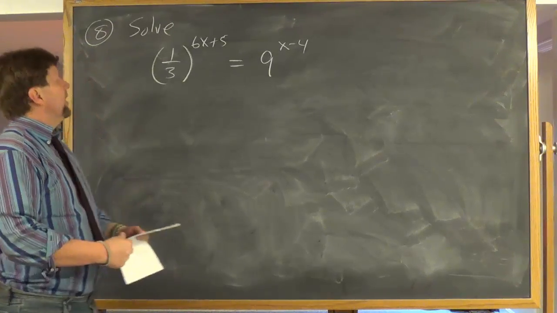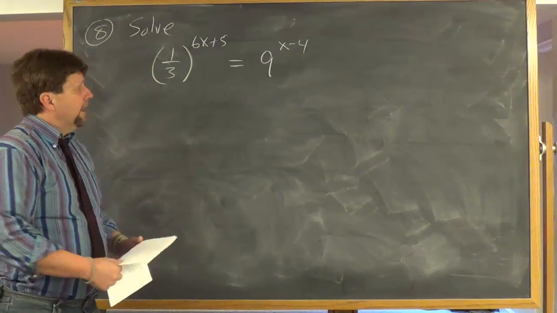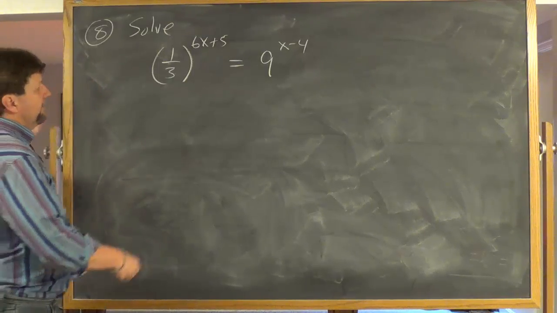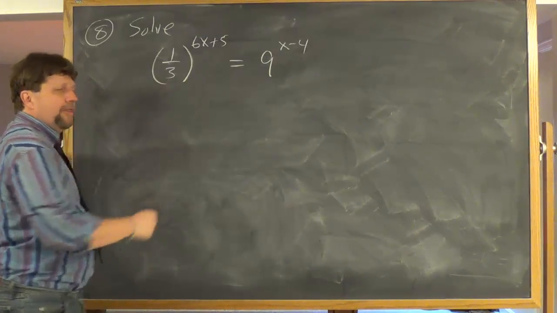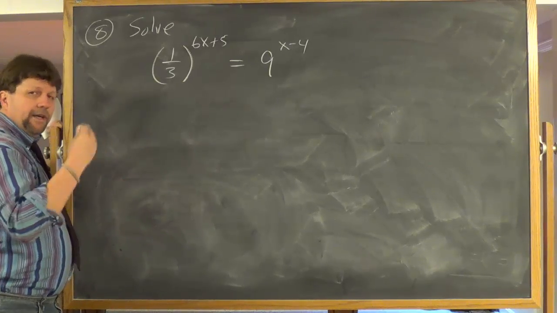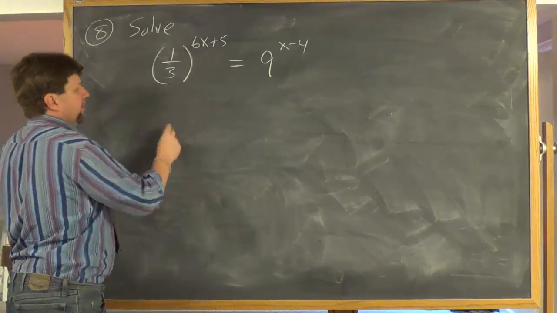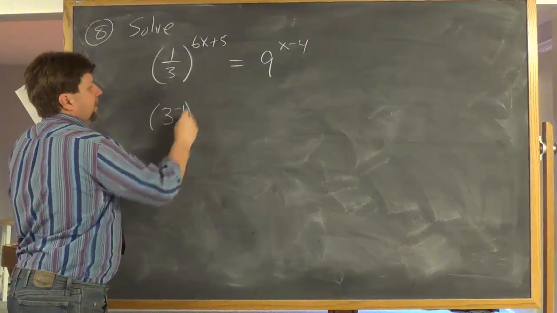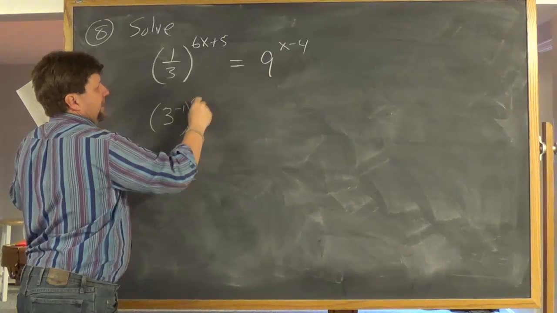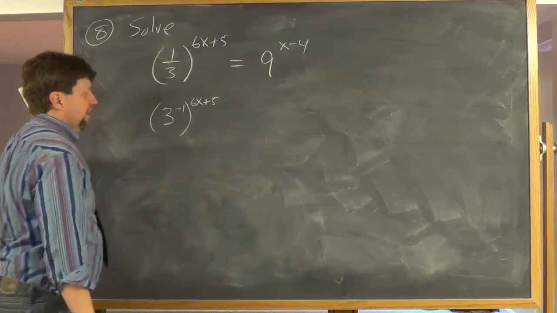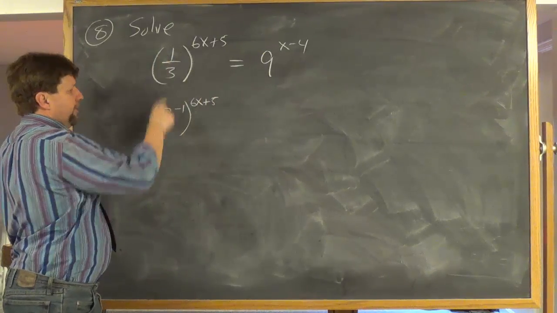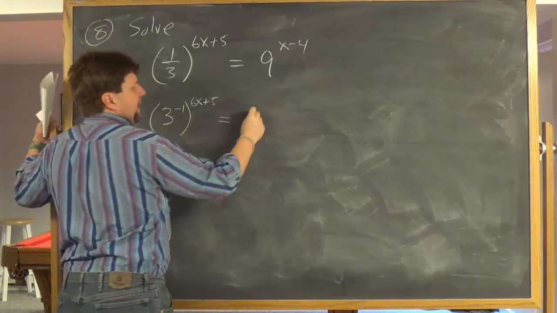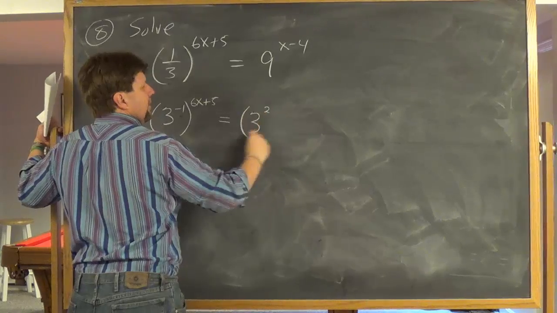Hey folks, here in number 8, you're asked to solve this equation. My advice on solving this equation is to start off by rewriting 1/3 as 3 to the power. Now, 1/3 is 3 to the negative first. And we shan't forget there's that exponent of 6x plus 5. So that's rewriting 1/3 as 3 to the negative first. And let's rewrite 9 as 3 squared.